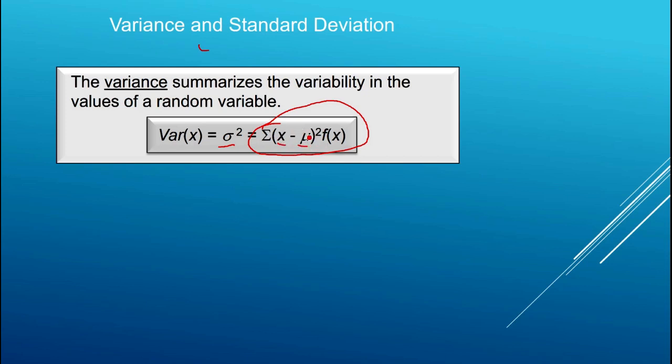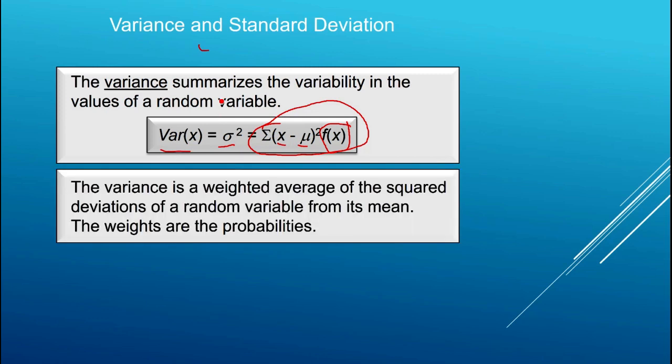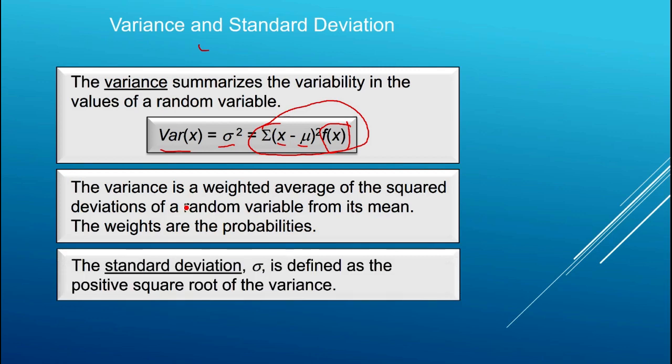And for each one of those squared deviations from the mean, we're going to weight that squared deviation by the probability that it occurs. So this is, again, an average of the squared deviations from the mean, which we know is exactly the definition of variance. So the variance is a weighted average of the squared deviations of a random variable from its mean. The weights are the probabilities. The standard deviation is defined as the positive square root of the variance. So once again, in order to get a measure of variation that's in the same units as our variable x, simply take the square root, and that's called the standard deviation.